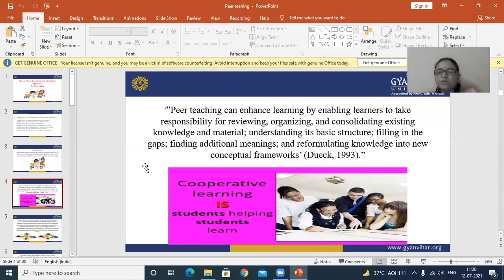According to Duke, 1993, peer teaching can enhance learning by enabling learners to take responsibility for reviewing, organizing, and consolidating existing knowledge and material: understanding its basic structure, filling in the gaps, finding additional meaning, and reformulating knowledge into new conceptual frameworks.